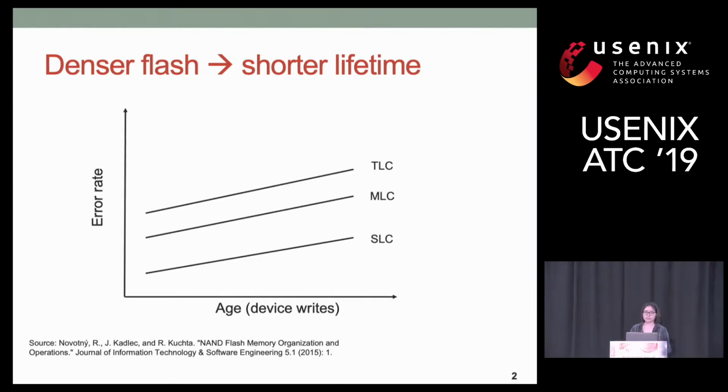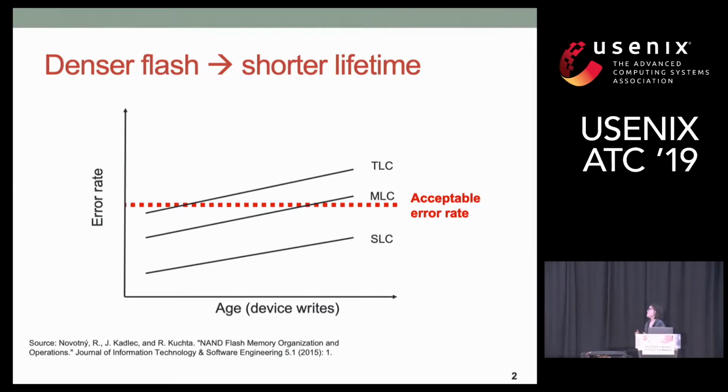So as a demonstration of this, here's a graph that shows error rate versus age for a variety of generations of Flash. To determine the lifetime of each generation, what you typically do is superimpose some constant acceptable error rate, and then the lifetime of each generation is determined by where each of these curves intersects this constant line. So for example, TLC, being the densest generation of Flash, has the shortest lifetime, and SLC has the highest.